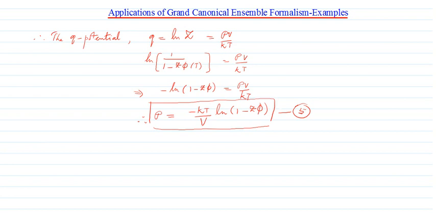Let's see whether we can get the standard result of pressure equal to 0. For that you have to take the thermodynamic limit. You know the meaning of thermodynamic limit: the volume tending to infinity. As volume tends to infinity, equation number 5 will give you pressure tending to 0, because volume is in the denominator. So the pressure becomes 0, which is the standard result.